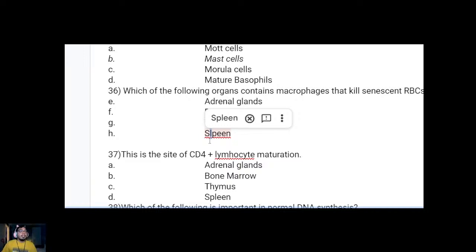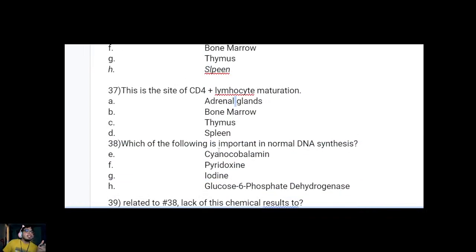Tama sila. A lot of people answered the spleen. Very good, very good, very good. Tuwang-tuwa talaga ako kasi naalala talaga nila Sir Marco lahat ng mga tinuro ko sa kanila. Alright? This is the site of CD4 positive lymphocyte maturation.